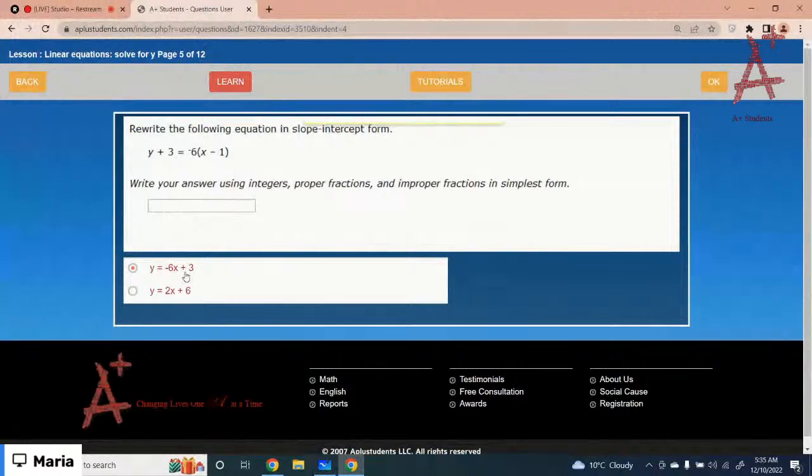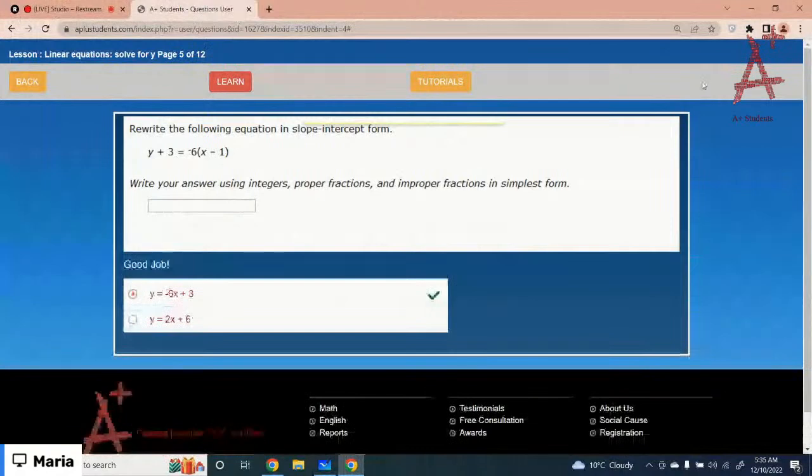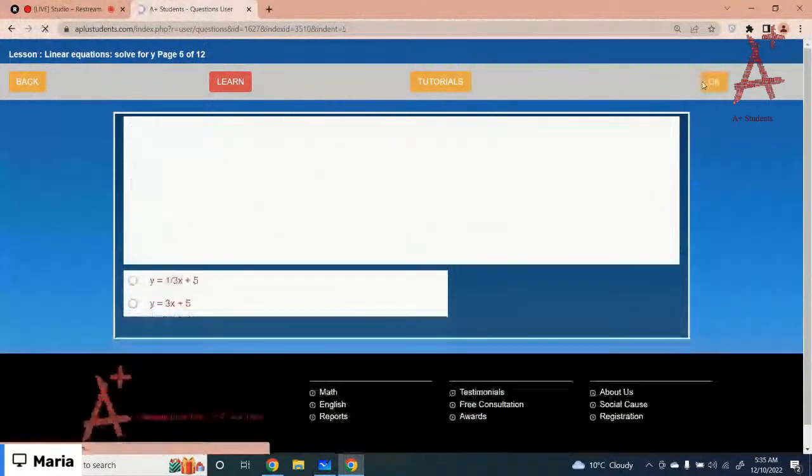Either you can do the calculations. I know the answer. It would be y equals negative 6x plus 3. Got it? So just select the correct option and click on the OK button.